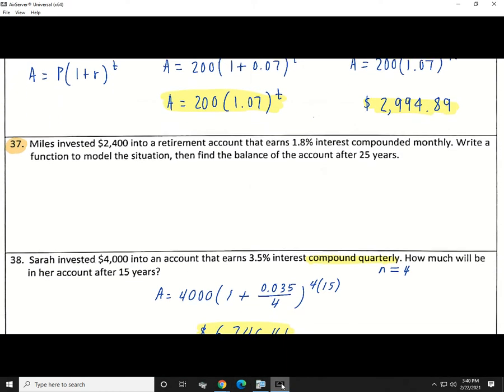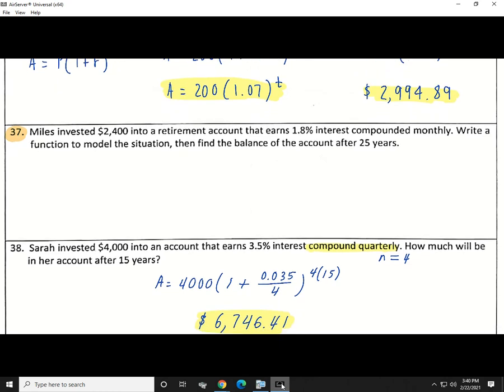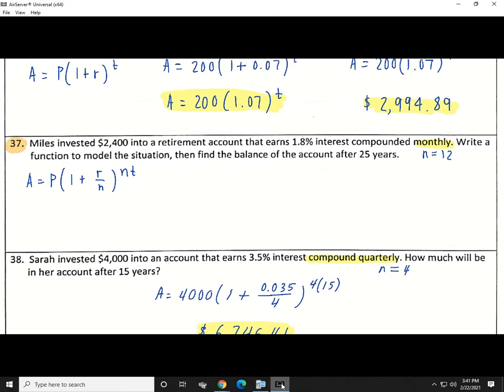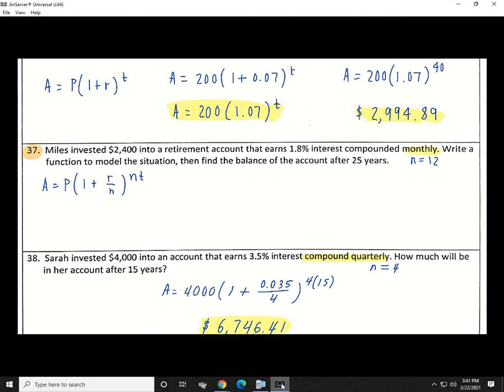37. Miles invested $2,400 into a retirement account that earns 1.8% compounded monthly. Okay, this is compound interest because it says that. So that is P times 1 plus R over N raised to the NT power. And since it says compounded monthly, what does that mean, monthly? It means N equals 12. So here's my equation. It says write a function and then tell what it'll be after 25 years.